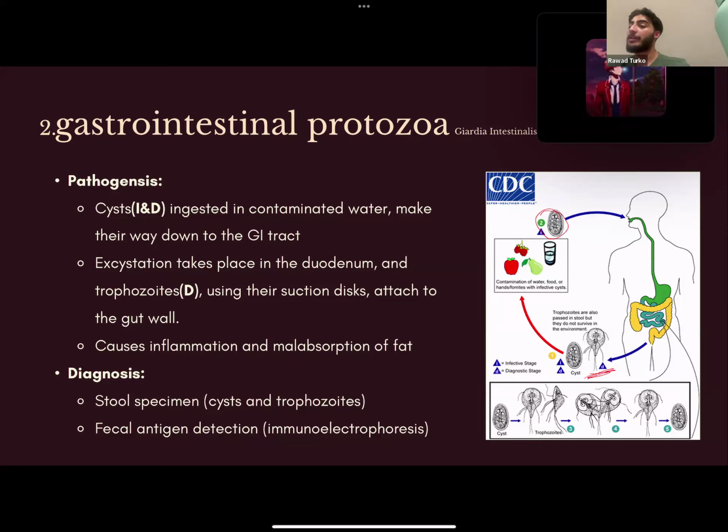And how do you diagnose Giardia lamblia? You can either find cysts and trophozoites in the stool, or you can use immunoelectrophoresis and find the fecal antigen. Okay, so through fecal antigen detection. All right, does that make sense? So again, you ingest the cysts, they turn into these things called trophozoites, and then again, you pass out more cysts in the stool.